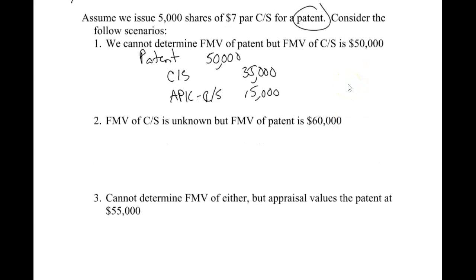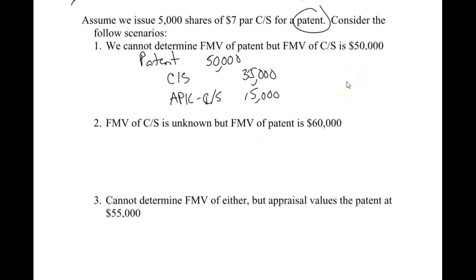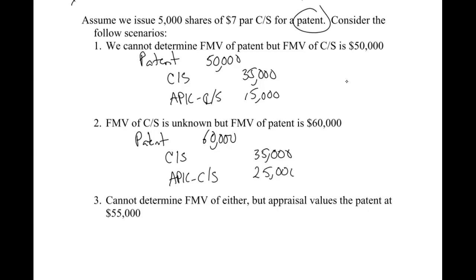Scroll down here. The fair market value of the common stock in this situation is known, but we know the value of the patent is 60. Well, if we know the value of the patent is 60, let's just put the patent on the books for 60,000. Common stock, remember, always goes on at par value, so that number is going to stay the same in all of our examples, 35,000. And then additional paid-in capital catches everything else. So in this case, that would be 25,000.